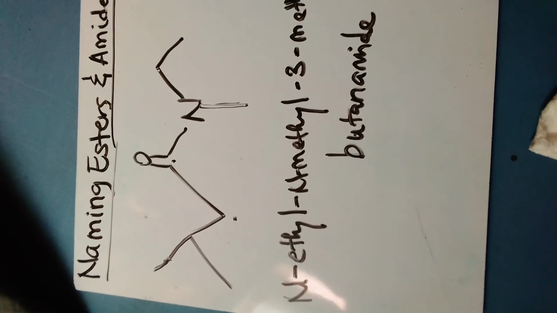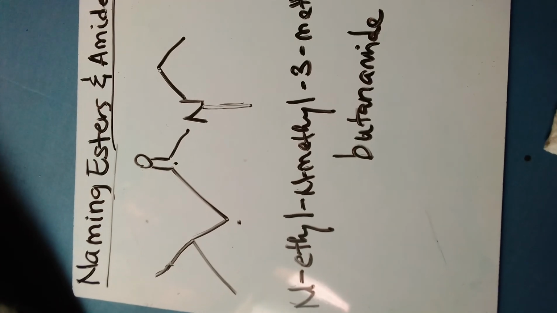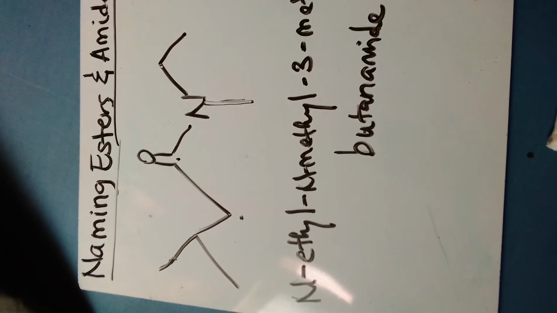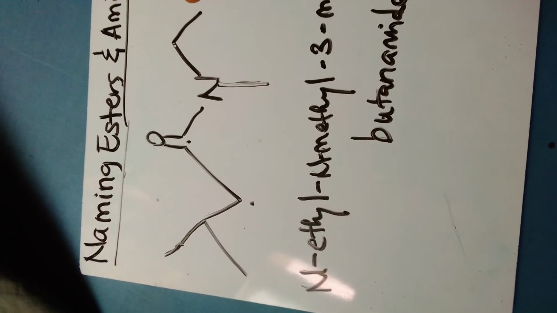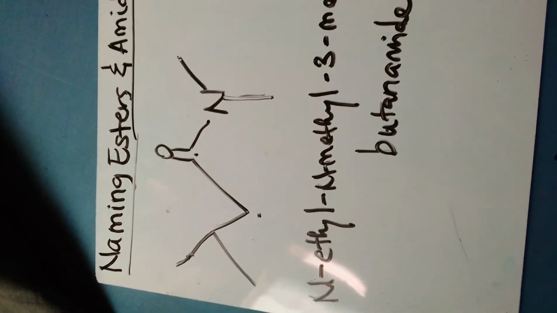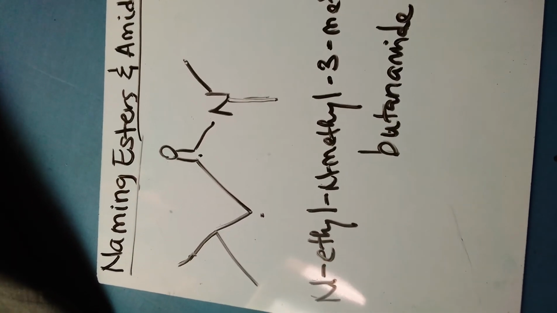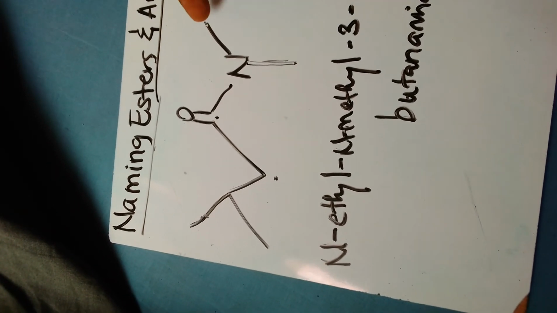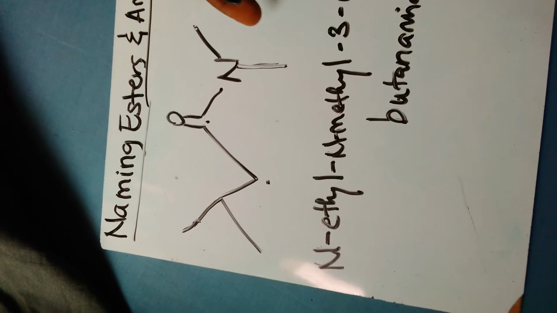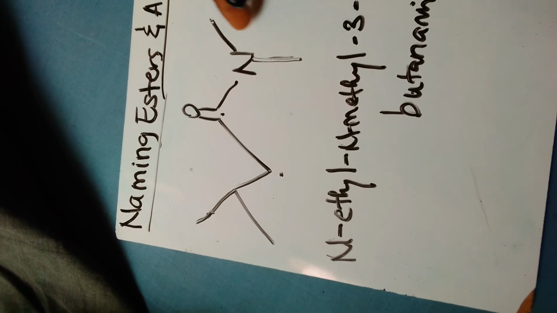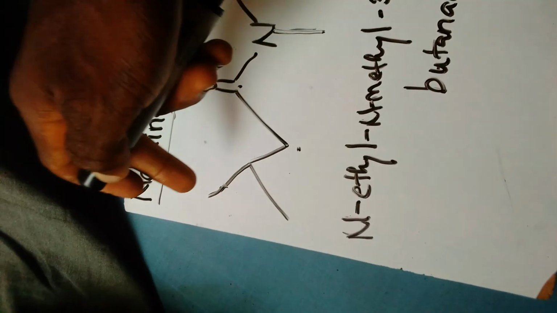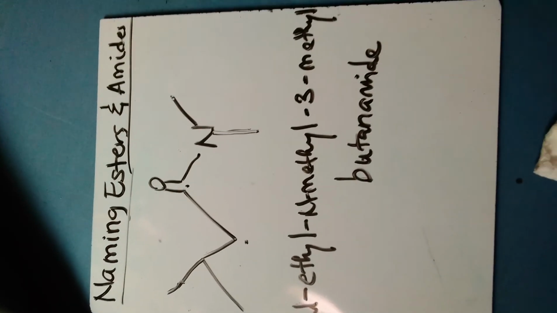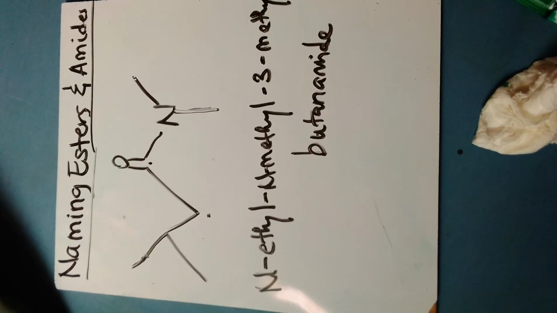You show the position of the groups on the incoming amine with N. So if here was, let's say, just two methyls, this one will be named as N,N-dimethyl because you're having two methyl groups on the N. Then you come to here 1, 2, 3, 3-methyl butanamide. That's how amides are named.